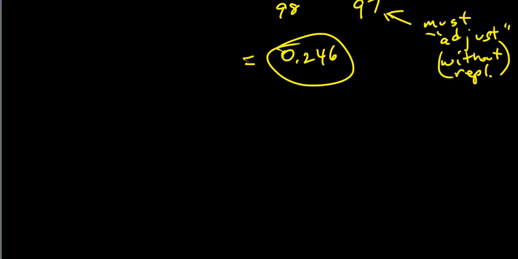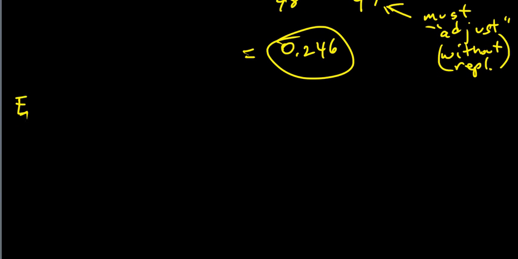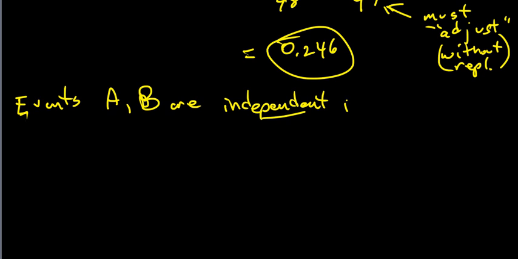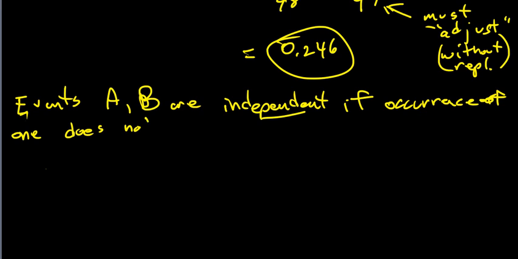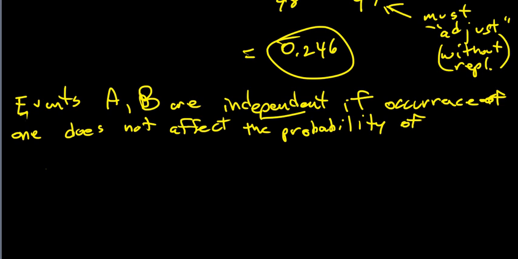Alright, let me be a little bit more formal here. I'll say events A and B are independent if the occurrence of one event does not affect the probability of the other event.